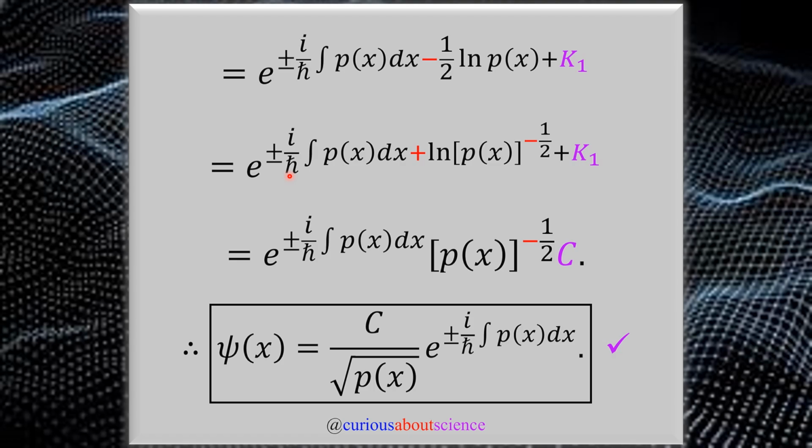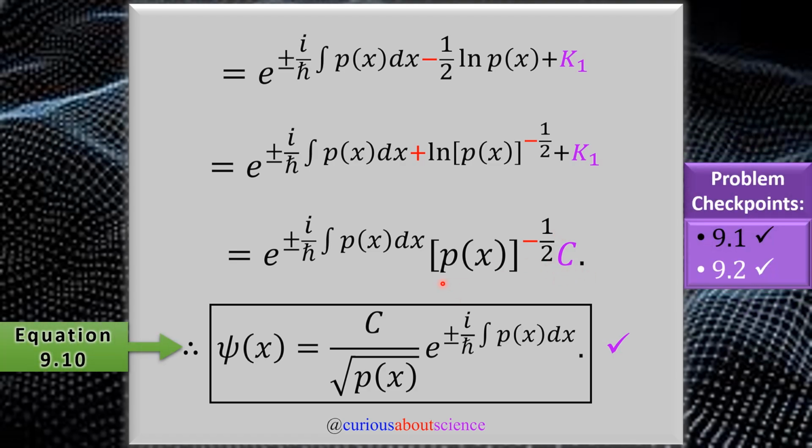Now if we split up this exponential, because anything addition in the argument leads to multiplication of the functions, we see that the e and ln cancel, leaving us with p(x) to the negative 1/2, and of course it has to be multiplied. And then we have e to the K1, which is just another constant, big C. Cool. And this leads us straight to equation 9.10, which is the WKB equation for this approximation scheme, where we have C over square root of the momentum, e to the plus or minus i over h bar integral p(x) dx.